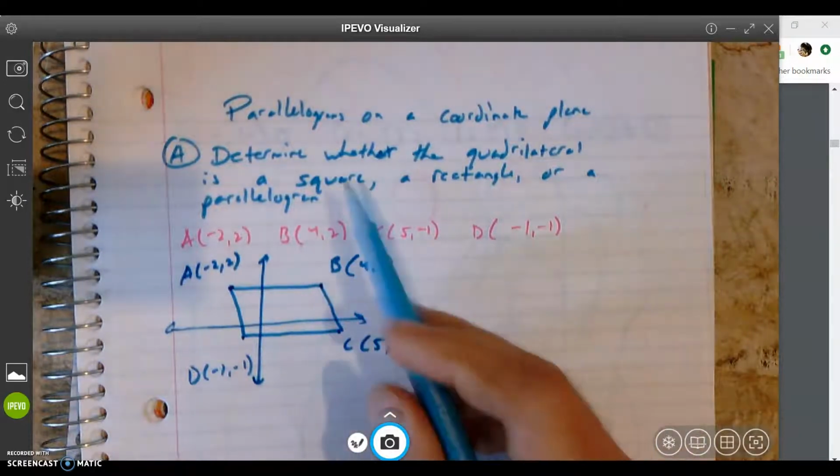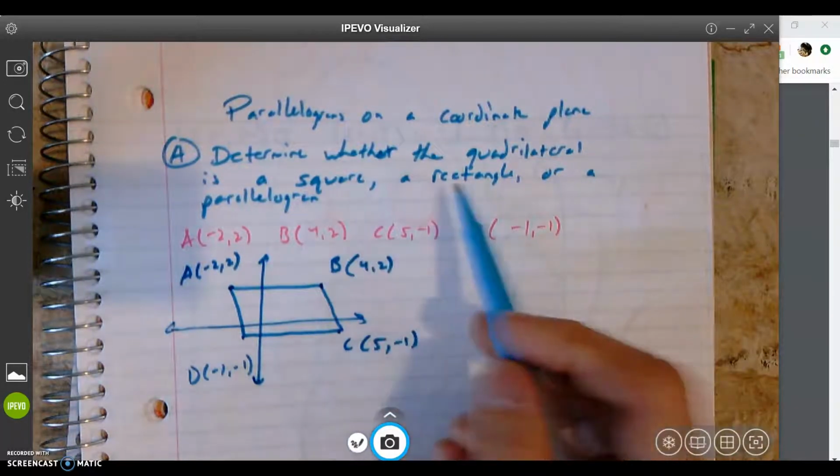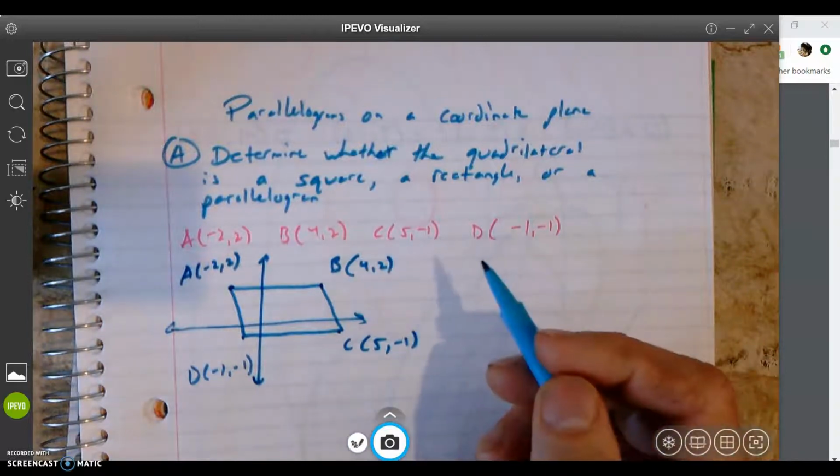So it's probably not going to be a square or rectangle. Why? Because those have right angles. But we're going to check anyway, just to make sure.